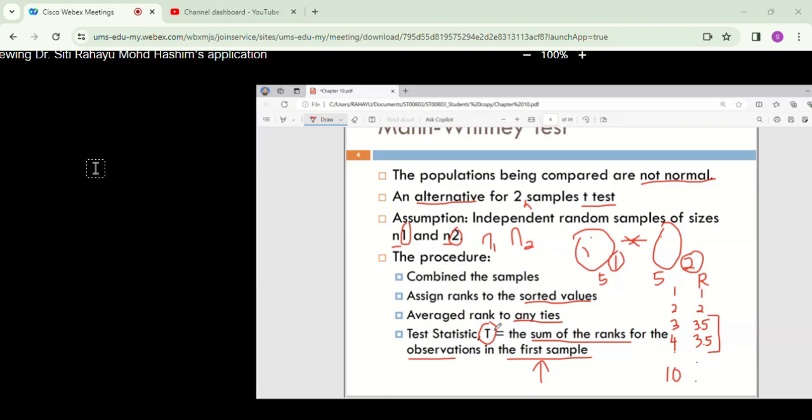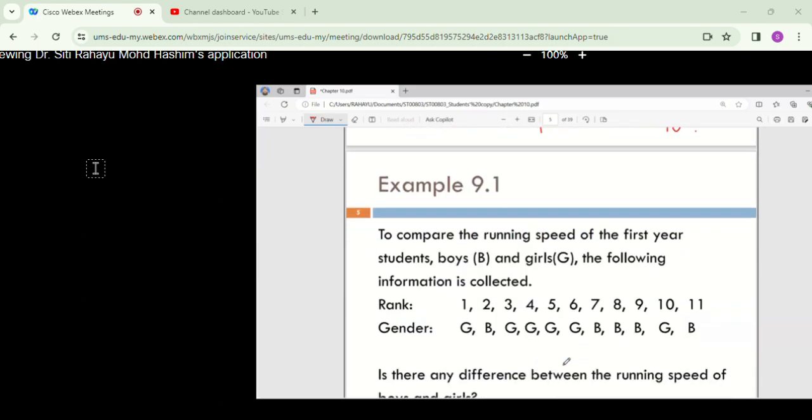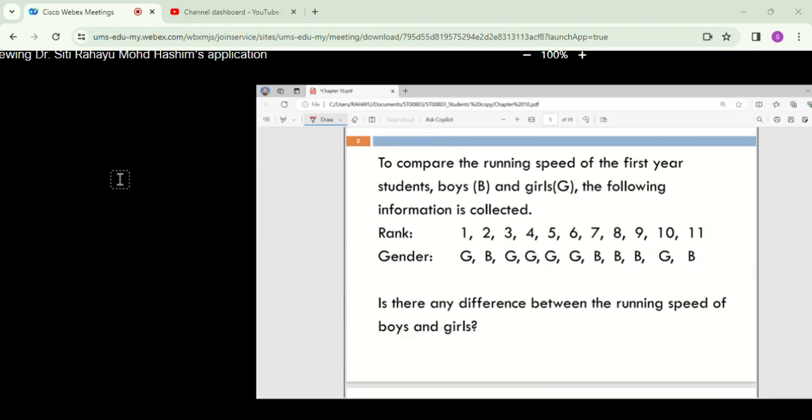So test statistic T is the sum of the ranks for the observation in the first sample. What you need to do is, okay, this is an example on how we are going to do it. Let's say you compare the running speed of the first year students, boys and girls. The following information is collected. Okay, so kita ada 11 orang and then this is the rank. Okay, kita masuk, maknanya kita tak ada raw data dia. Kita sudah diberikan rank and there is no ties.